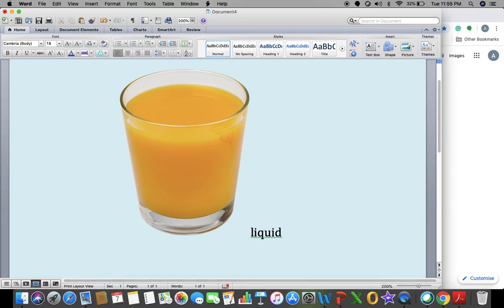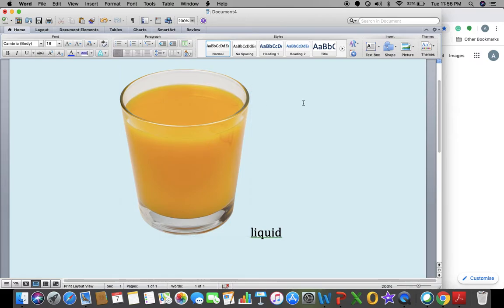Liquid. A liquid flows easily and takes the shape of the container in which you put it. For example, if you put water in a glass, it takes the shape of the glass. Or if you put the water in a bowl, it will take the shape of the bowl. Or if you put the water in a plate, it will take the shape of the plate. So they take the shape of the container.